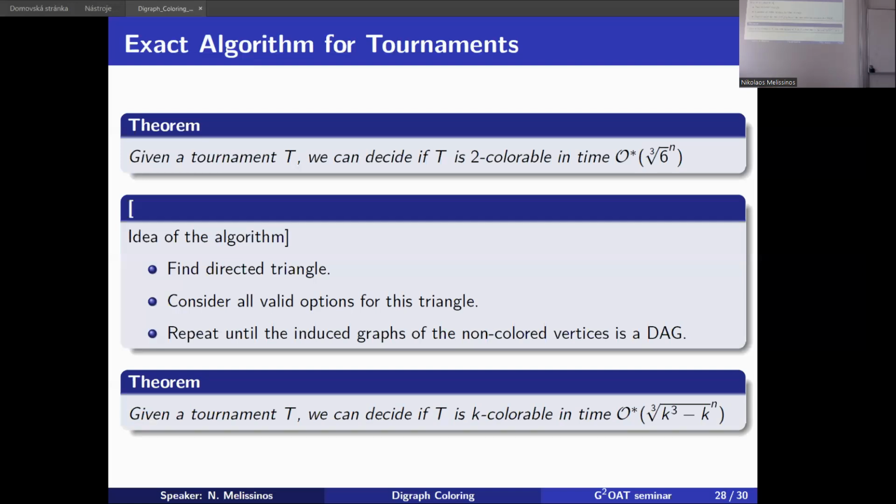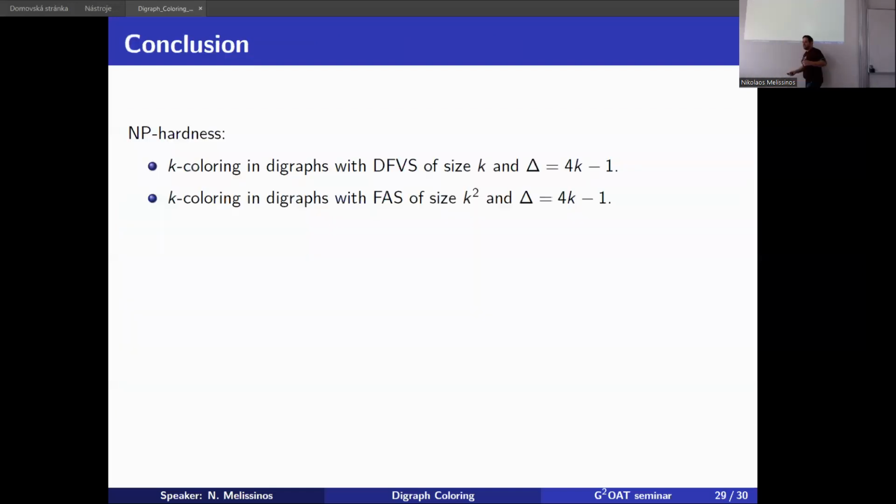And this obviously just decides if it's k-colorable, then you just need to run it for all the possible cases until you find the minimum that satisfies this, and you can color the tournament. And more or less that's it. And let me try to conclude what I have presented to you. I don't know how much time I have spent. Sorry if it was too short.